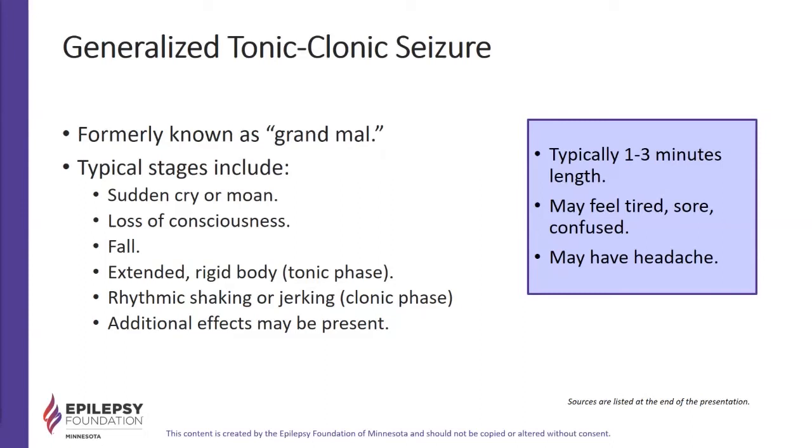We may also see the person lose bowel control or bladder control. Their breathing may be altered or temporarily suspended. We may see a bluish or grayish skin color occurring during this type of seizure. These will typically last 1 to 3 minutes in length. Coming out of the seizure, the person may feel tired, sore, or confused. They may have a headache. They will likely not remember what happened and may not know that they have had a seizure. Coming up, we're going to see a video that shows this type of seizure as well.